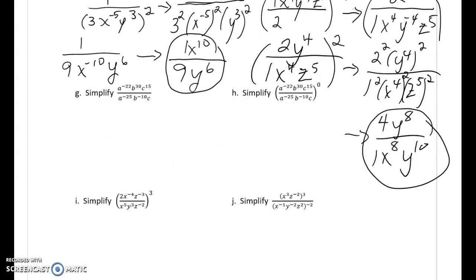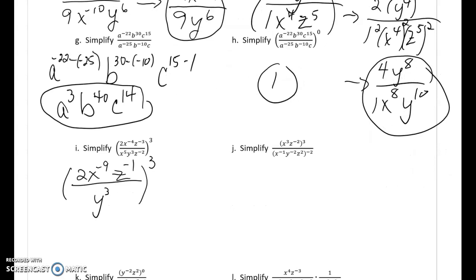All right, so let's go ahead and see what you could do with g, h, and i. Trying to simplify those expressions down using any of the 3 exponent rules or properties that we talked about. And then when you're done, go ahead and continue the video to check your answers.